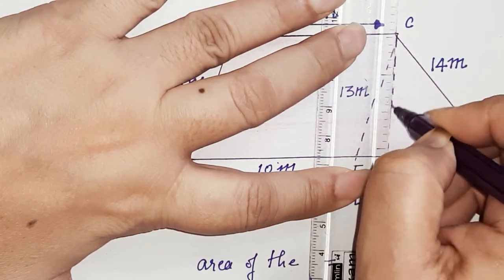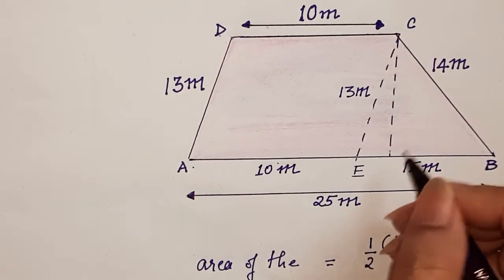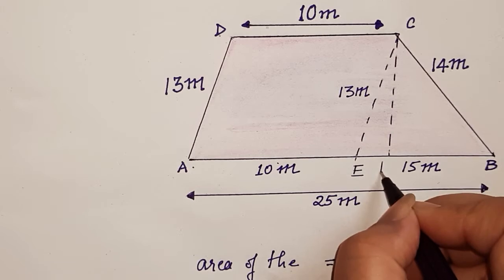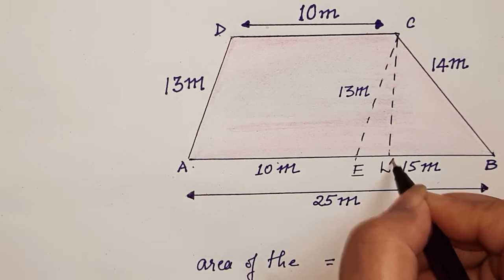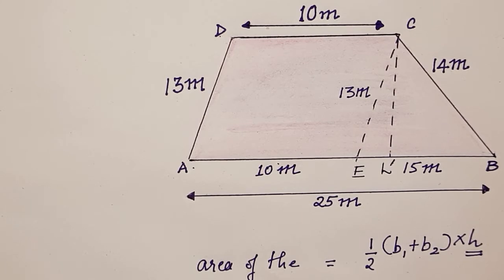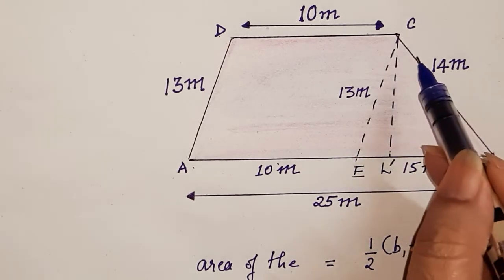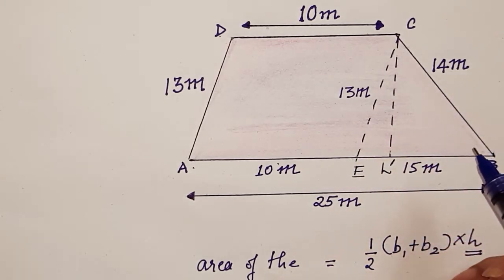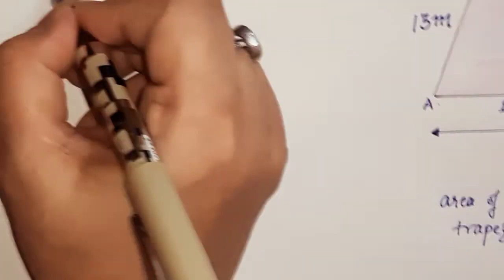From the point C, we will drop a perpendicular on AB and we can name the point as L. We can name the point as L dash just to identify it with height. Now we will try to find the height of this particular triangle. So we will take triangle BCE into consideration. In triangle BCE, what do we have?